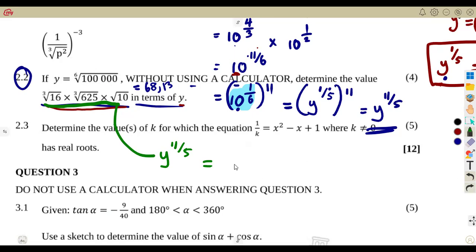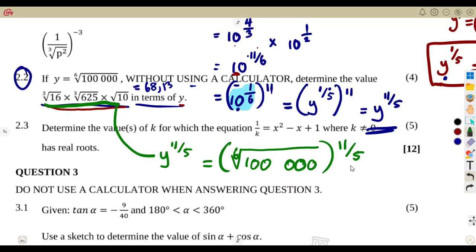We substitute the sixth root. All right. So it's the sixth root of 100,000 like this, raised to the exponent of what? 11 over 5. If we simplify this, we must get the same answer as it was before. That is to show that truly it is in terms of y and it is correct. All right. So let's substitute.